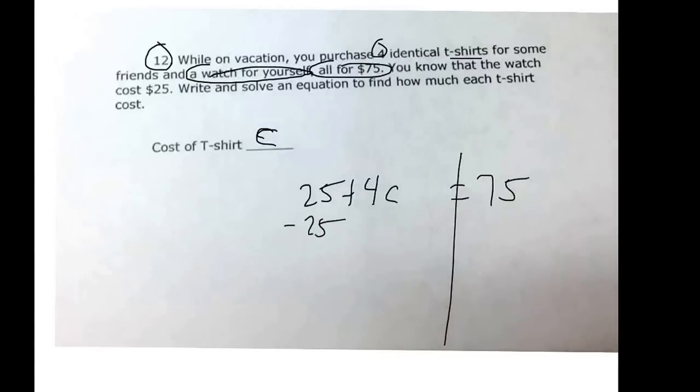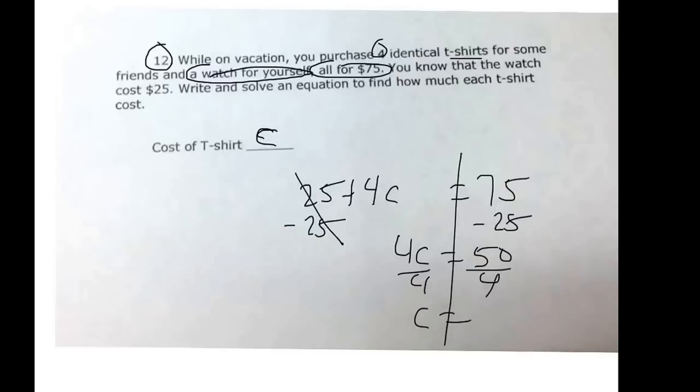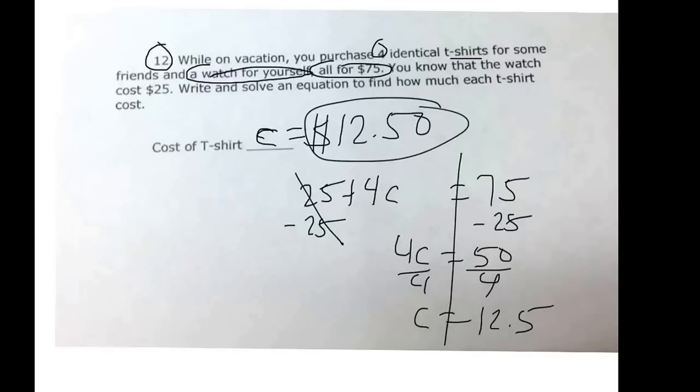Minus 25 from both sides. That cancels, bring down my 4C. 75 minus 25 is 50. When it's beside it, I divide it, so divide both sides by 4. And the cost equals 50 divided by 4, which is 12.5. And as a cost, 12.5 is going to be $12.50 for each shirt. If you multiply that back by 4 and add the watch cost, you should end up at $75.